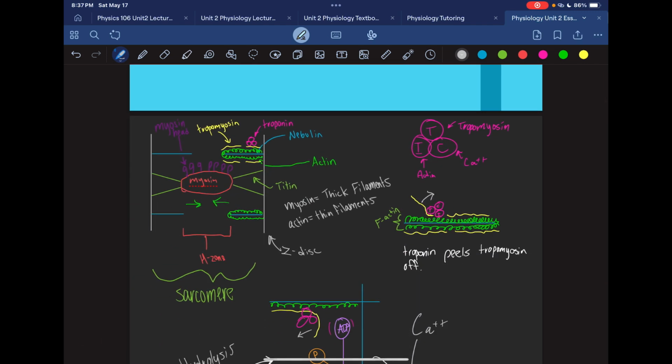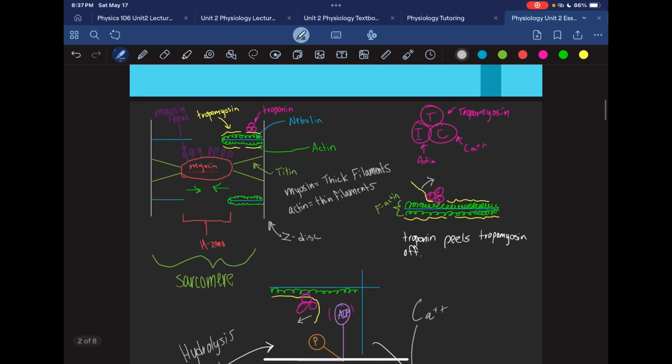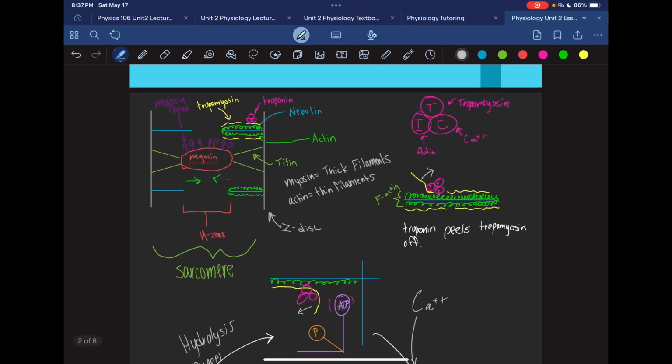Hello, everyone. Sorry about that. Here we go. Getting started on my video for this Unit 2 essay number 1. To begin, we're going to talk about thick and thin muscle filaments and the anatomy of these muscles. And we'll start here with the sarcomere.